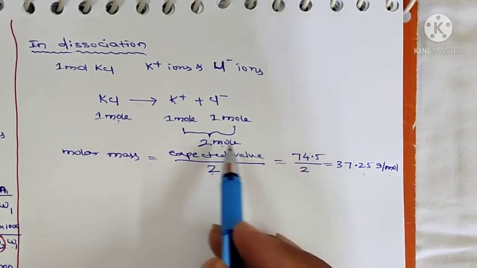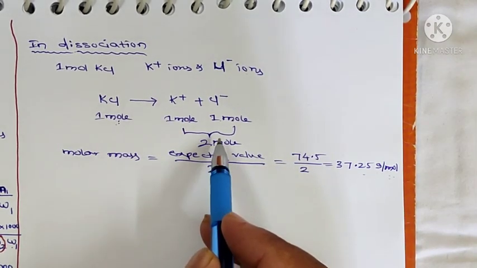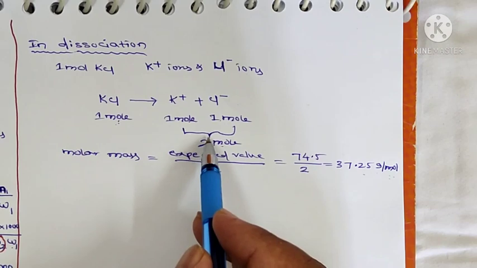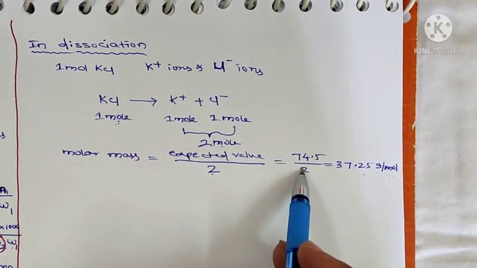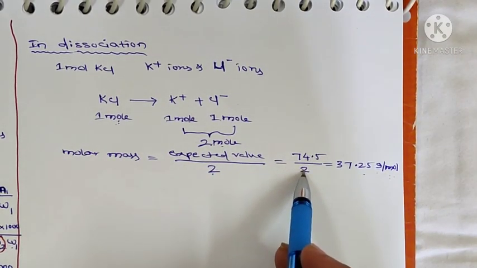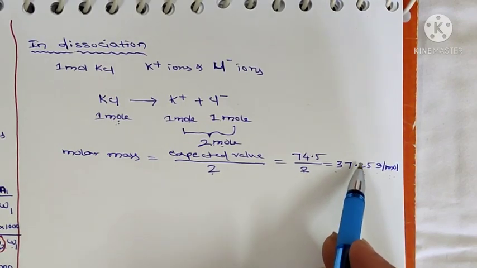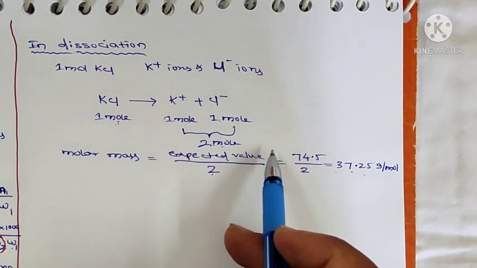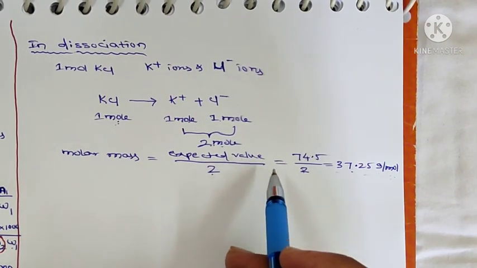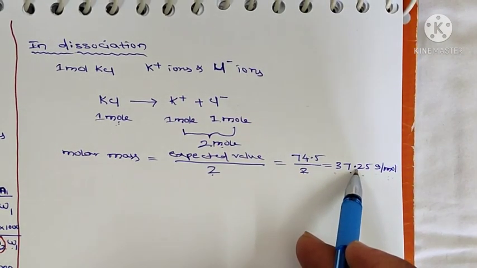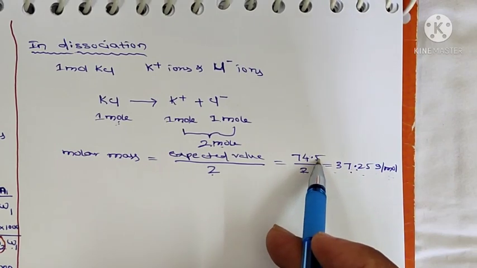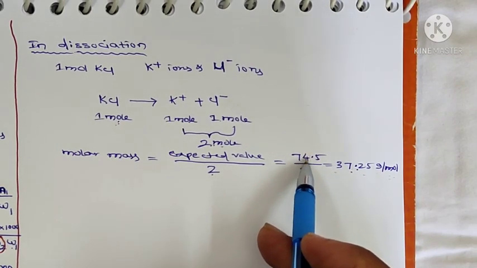Means this value is for 2 moles, but we have to take only 1 mole. So for 1 mole, divided by 2 is equal to 37.25. So this is for 1 mole. So in dissociation, the molar mass is always lower than the true value. So this is the expected true value.